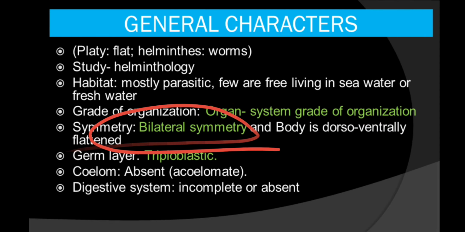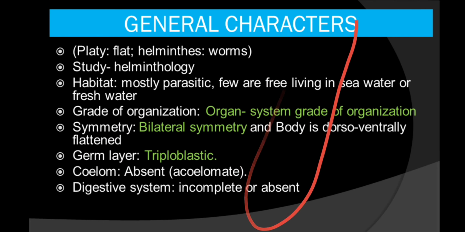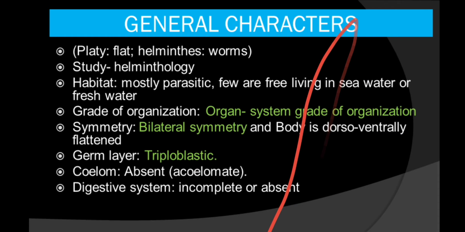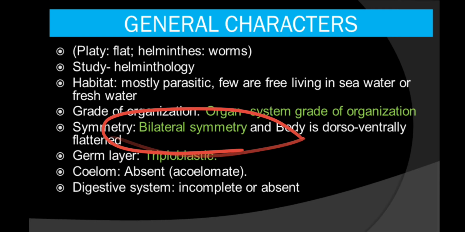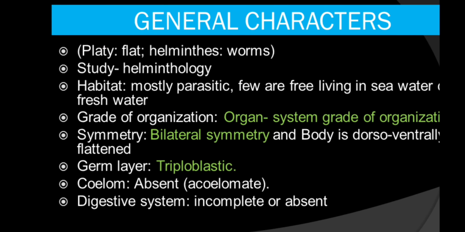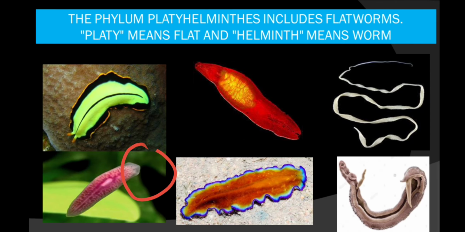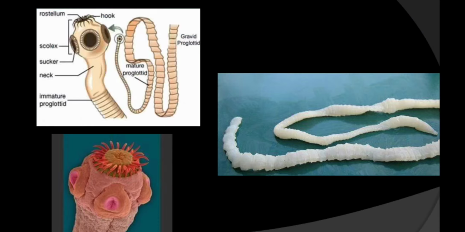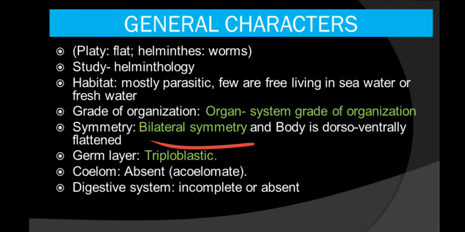Symmetry is bilateral. So if you cut it through one plane only, the body divides into two halves. There is a significance of bilateral symmetry. Due to this symmetry, there is a possibility of an anterior end and a posterior end, which means there is a possibility of cephalization. I told you that cephalization is the formation of the head. So head formation starts from the platyhelminths. Bilateral symmetry leads to cephalization.